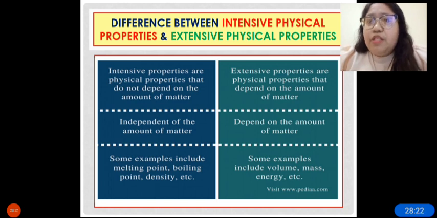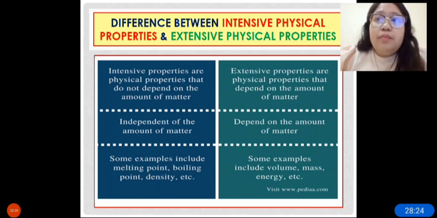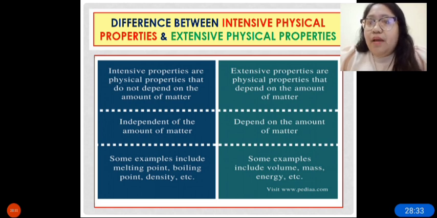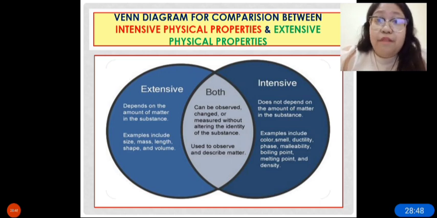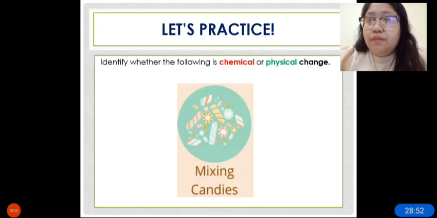Intensive properties are physical properties that do not depend on the amount of matter. On the other hand, extensive properties depend on the amount of matter. Some examples of intensive properties include melting point, boiling point, and density. Under extensive properties, some examples include volume, mass, and energy. I think it's just talking about the same thing, but in the form of a Venn diagram. So just please read this by yourselves.